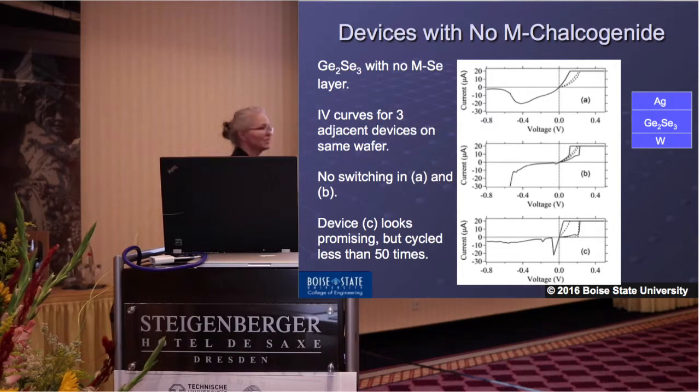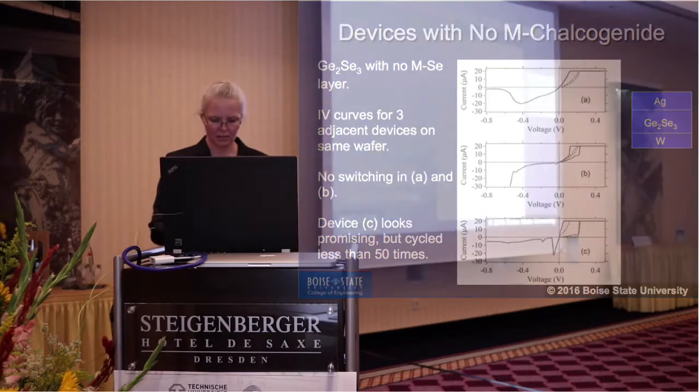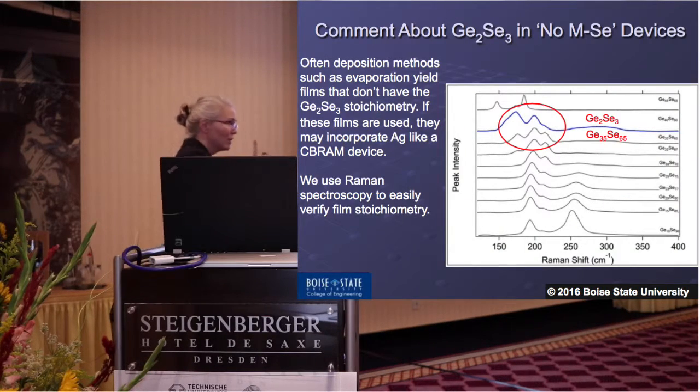Reality is it has all this stuff going on. And also, this device, it looked okay there, but it only cycled less than 50 times, and it was completely destroyed. So very different. No switching, essentially, in these, and it has no temperature stability. So really, this shows you can't put silver directly on that particular stoichiometry. And I want to talk about why really quick for those materials people here.